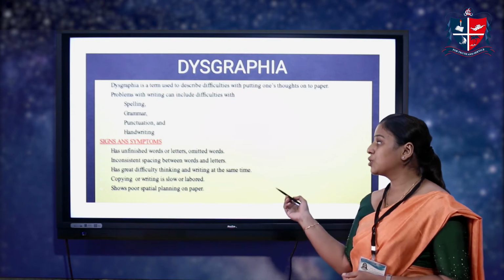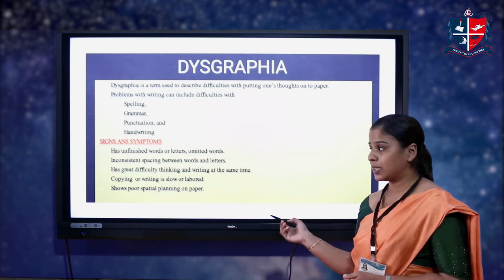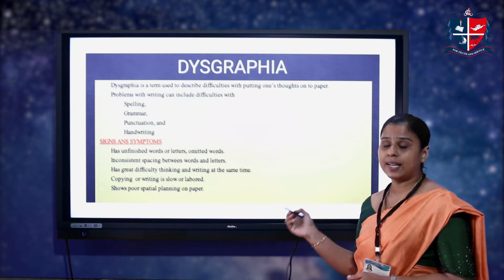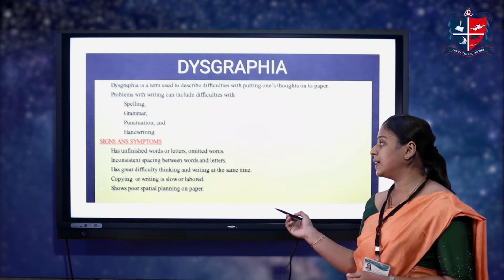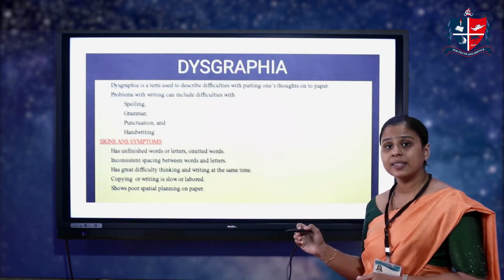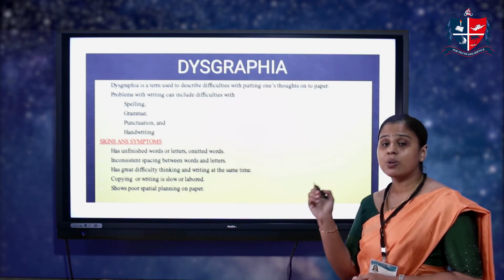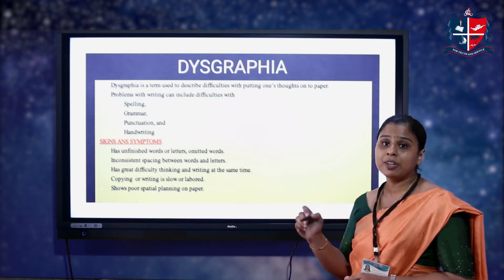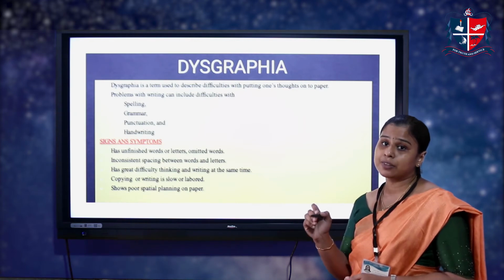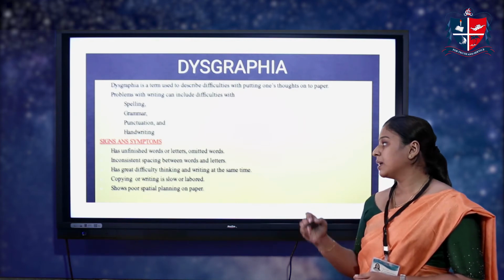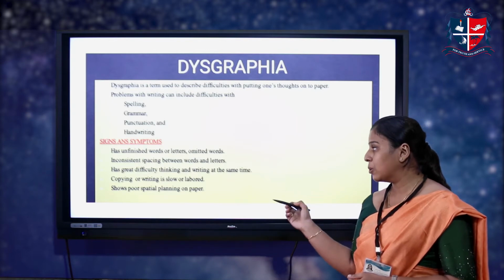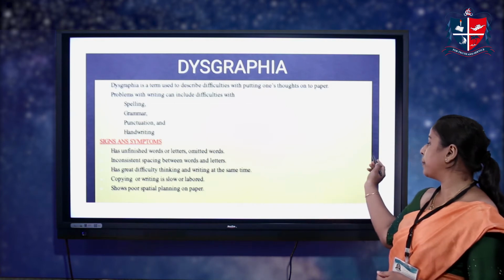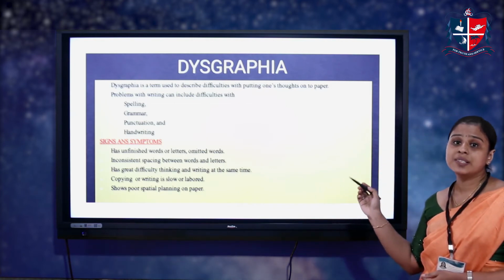It has unfinished words or letters, omitted words, inconsistent spacing between words and letters, and great difficulty in thinking and writing at the same time. Thinking is also important while you write something. So it will affect their thinking capacity as well as writing ability. Then copying or writing is slow and they also show poor spatial planning on paper. So that's all about dysgraphia.